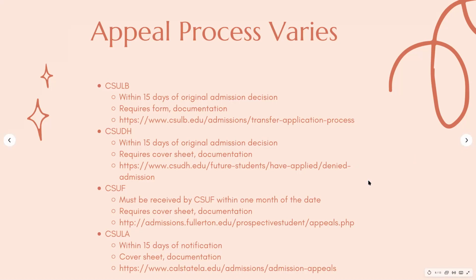At Cal State Fullerton, it must be received by Fullerton within 1 month of the date that you received the negative letter. It requires a cover sheet and documentation. And at Cal State LA, it's within 15 days of notification. Requires cover sheet and documentation. These four are some of our more popular campuses that our students apply to, so that's why I just chose these campuses. They're also very local. So these are just some examples to give you.